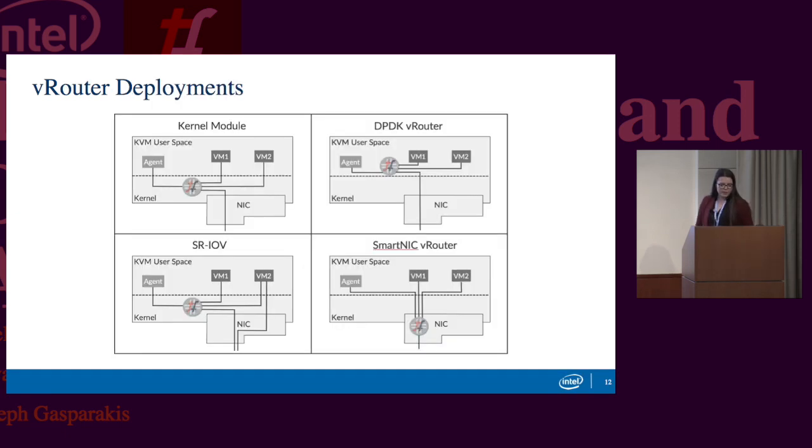So these are the different deployments. You have the kernel module, so you have vRouter running in the Linux kernel, and your different VMs or containers on top. You also have the DPDK vRouter. This is where I've spent a lot of time, where you have the vRouter running in user space. You also have SRIOV, which there'll be a presentation on more about later. And then you can also have vRouter running on a NIC, which would be a smart NIC implementation.